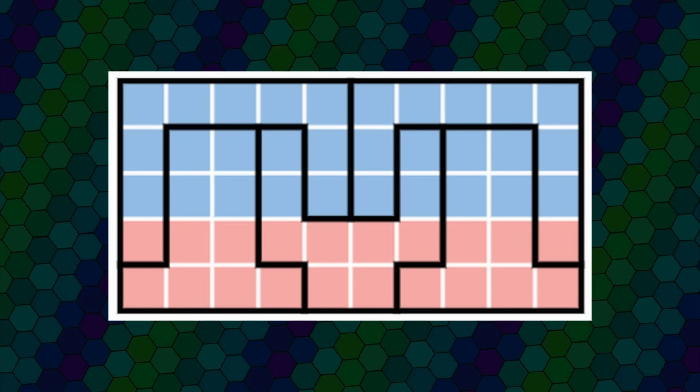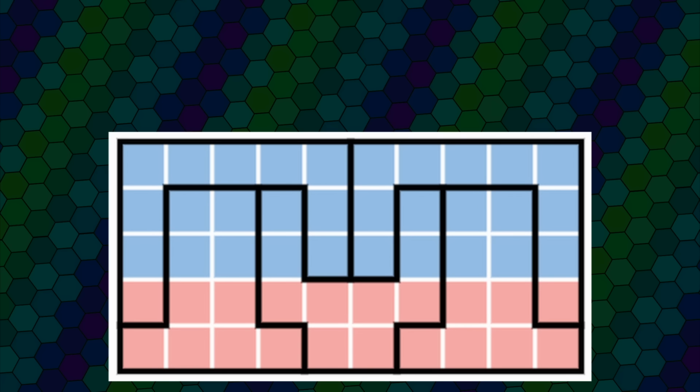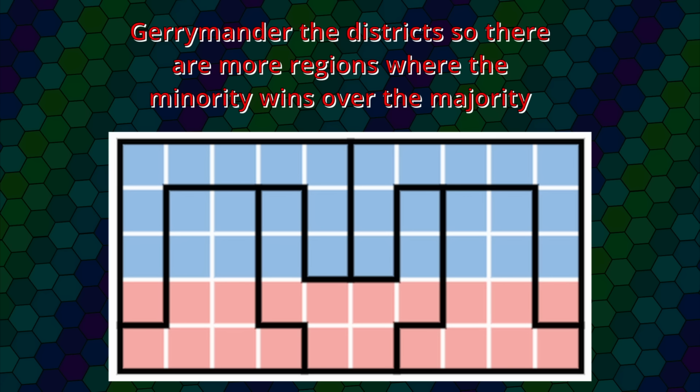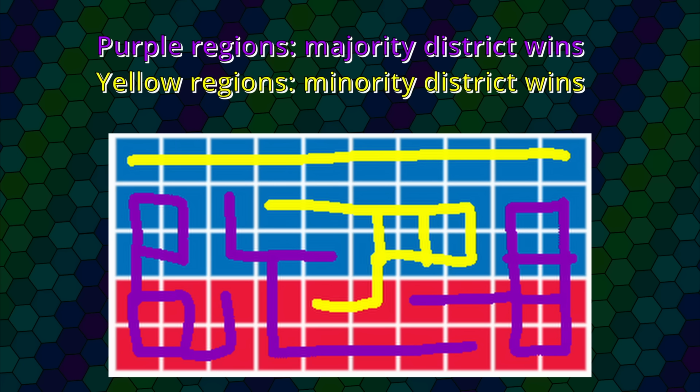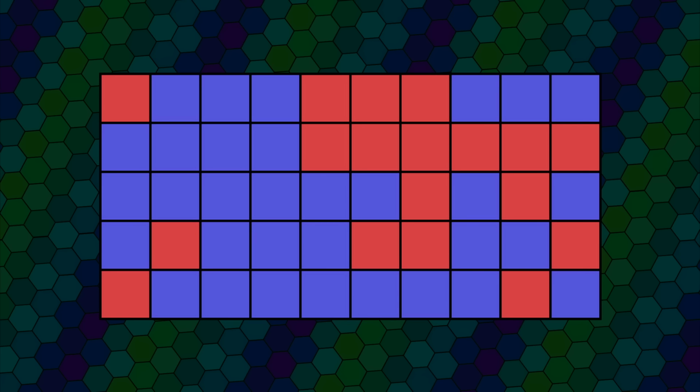Now, looking at this grid and now understanding how gerrymandering works, doesn't this kind of look like a puzzle? At least, it does to me, where the goal of the puzzle is to gerrymander the districts into regions so that the minority wins. This specific configuration is pretty easy considering each type of district is all bunched up together. But let's try this configuration. Now things get quite a bit harder.